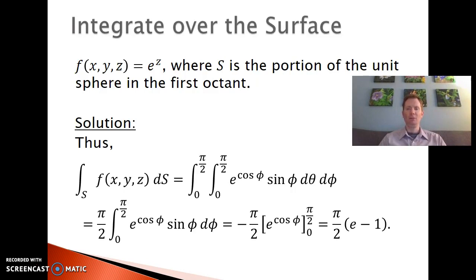If you're looking to interpret that, like what does that actually mean? As I said before, one way to think of this is that pi over 2 times e minus 1 is the mass of the unit sphere in the first octant if its density were given by this function, e to the z.